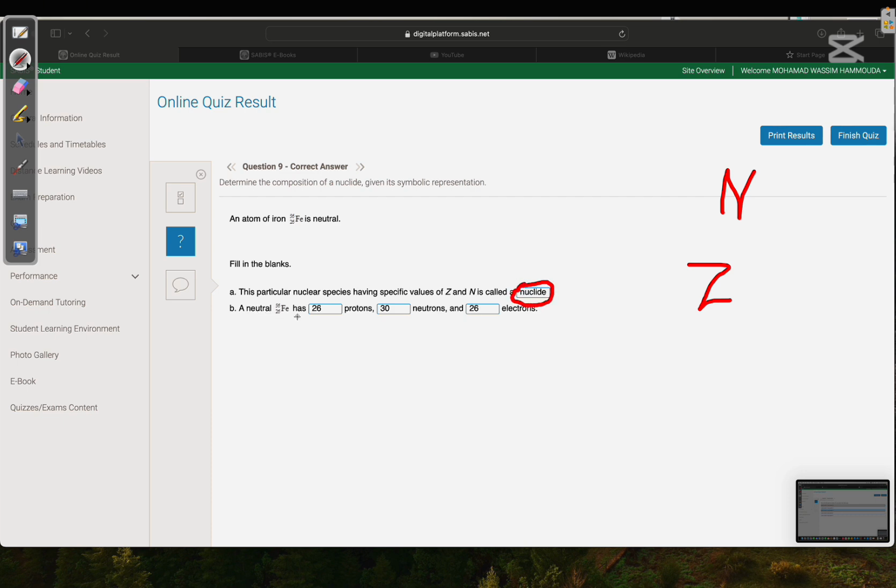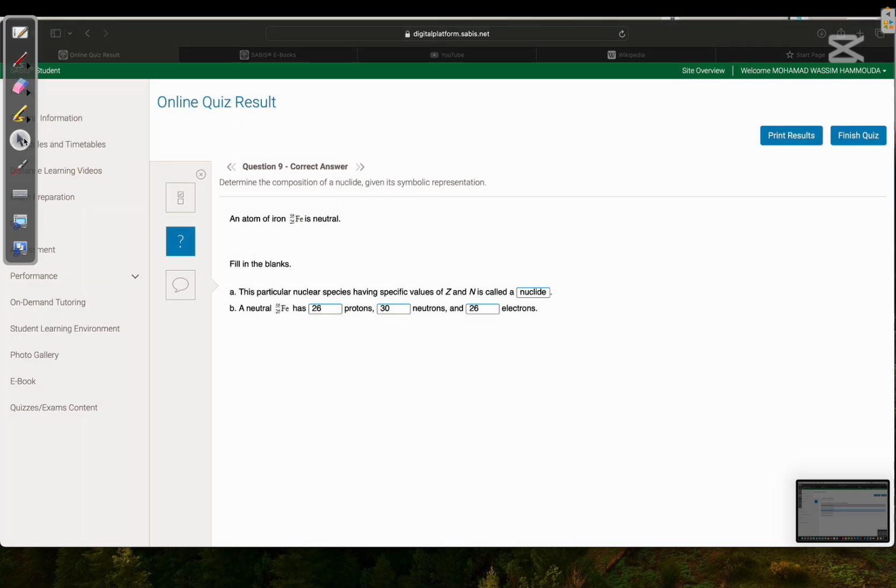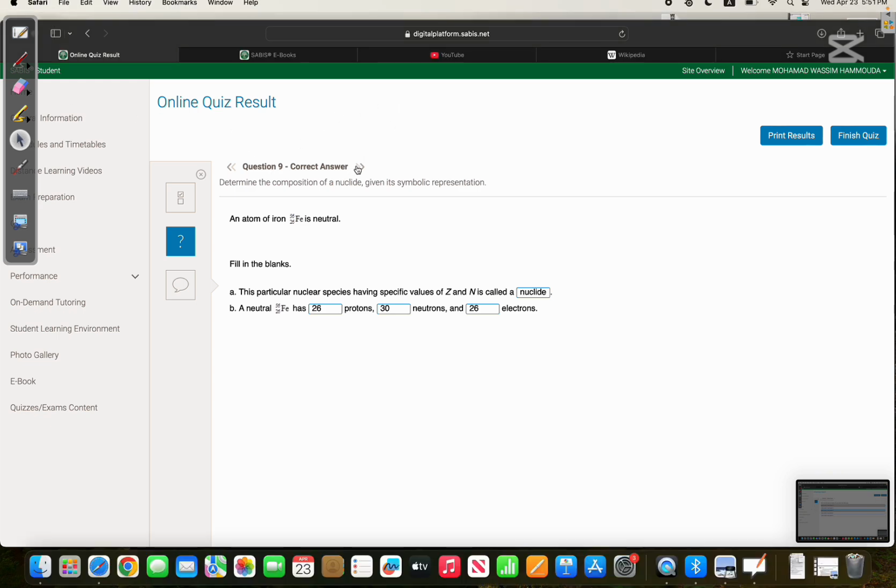A neutral Fe has 26 protons, which is the number at the bottom right here, and 30 neutrons, which, as we said before, is the mass number minus the atomic number, equal to neutrons. And then electrons, if it's a neutral atom, is the same as the atomic number.